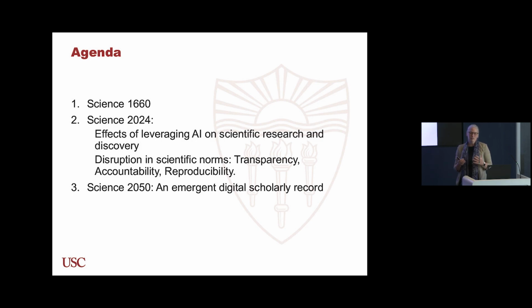I'll lay some of the foundational framework for why we do science the way we do today, and what we are doing today in leveraging AI, at least from my perspective, and how that impacts what we may have thought was the framework for doing good science and reporting good science in the 1660s. And then I'd like to take you on a 2-minute odyssey into science 2050, and try to convince you that what we are facing is an emergent digital scholarly record running alongside what we now consider our scholarly record, or this sort of bucket of PDFs that we have.